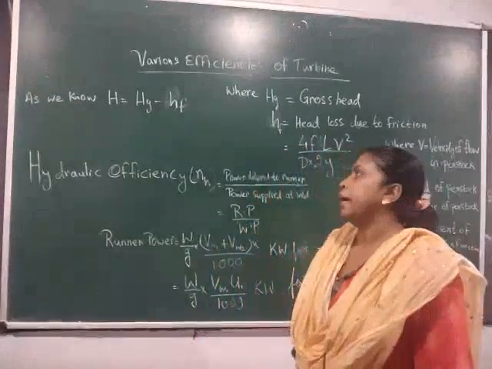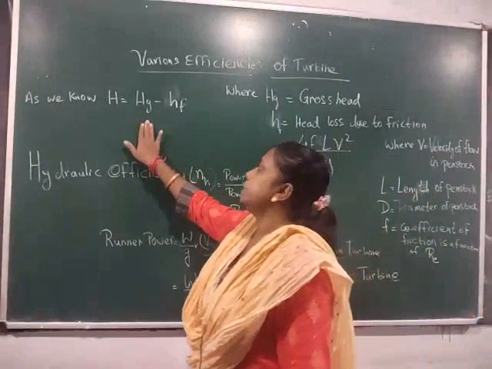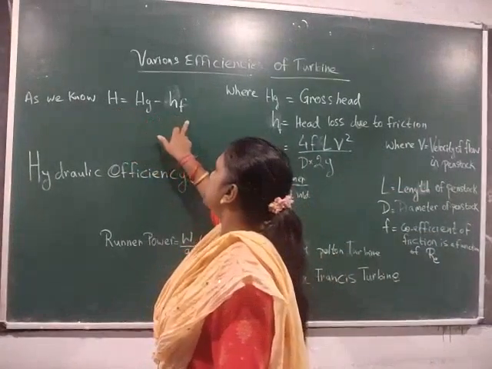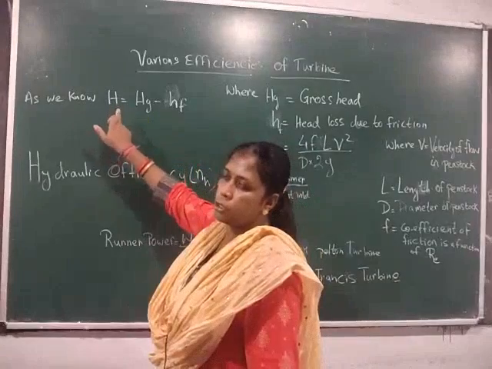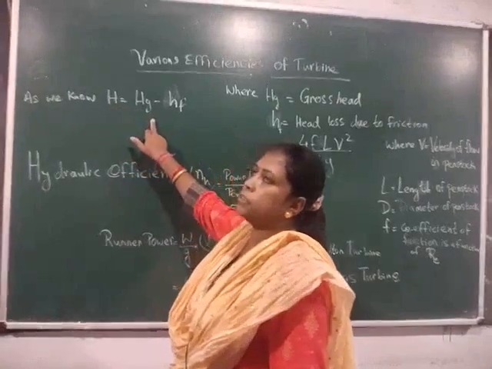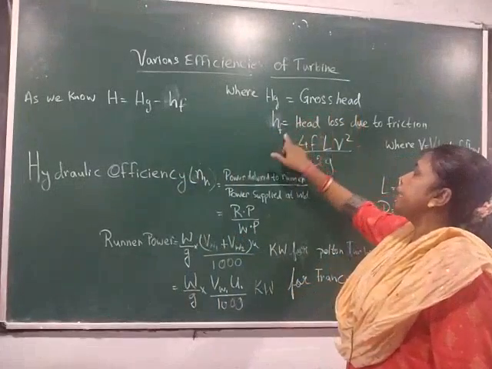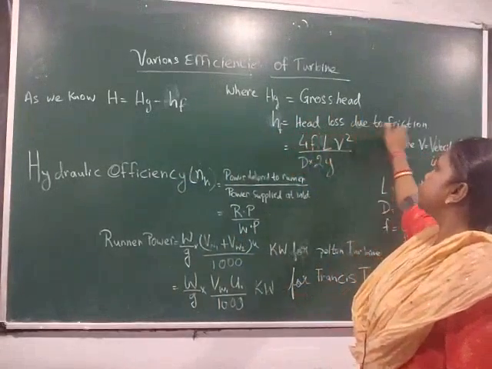So first, as you have already seen in your previous videos, H is equal to Hg minus Hf. Now what is H? H is your net head, equal to Hg minus Hf. What is Hg? Hg is your gross head. Hf is equal to what? Head loss due to friction.